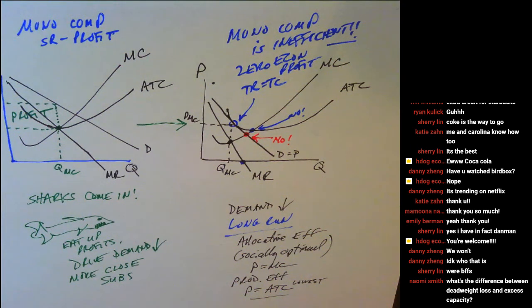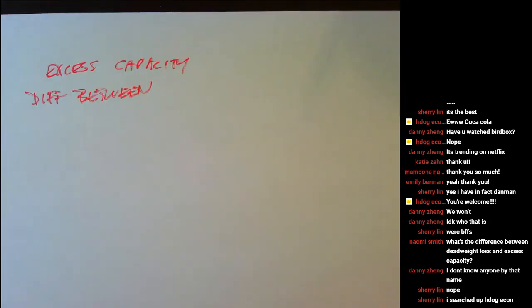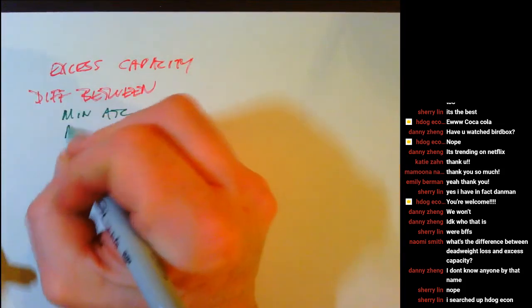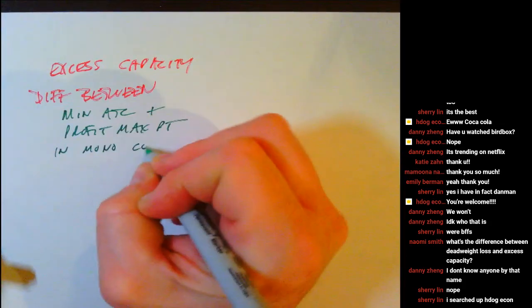What's the difference between dead weight loss and excess capacity? So dead weight loss is lost consumer surplus. Actually, I will go over that for Naomi. So let me grab a sheet of paper. All right, here we go. So excess capacity applies to monocomp. Excess capacity is the difference between the minimum ATC and the profit maximization in monocomp. Okay.